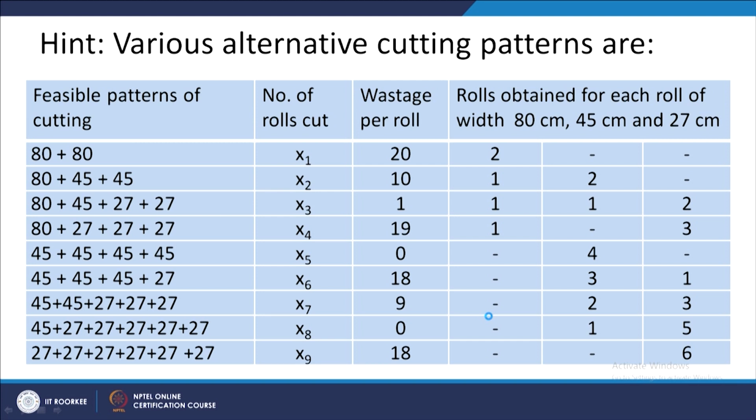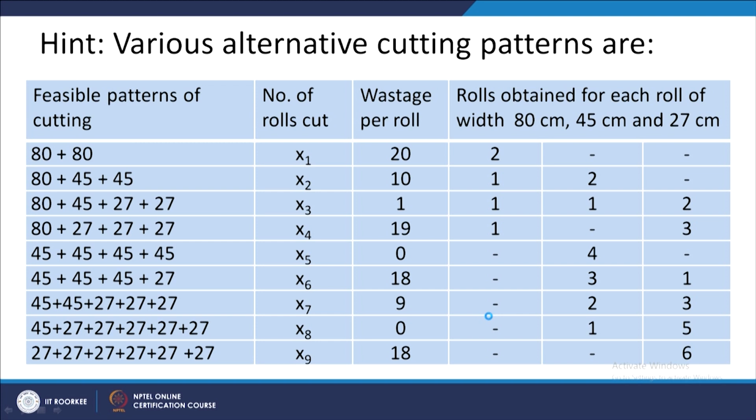If the cutting pattern is 80 plus 80, the first one, the number of rolls that have to be cut you can define as x1, x2 etc. and the wastage per roll is, let us say, 20. This 20 comes from the fact that the pattern is 80 plus 80, so 160, and 160 has to be subtracted from 180. So, 180 minus 160 is 20. That is the wastage. So, you have two pieces of 80 centimeters and 0 pieces of 45 and 27 centimeters.